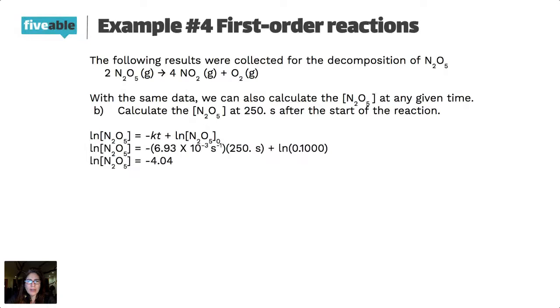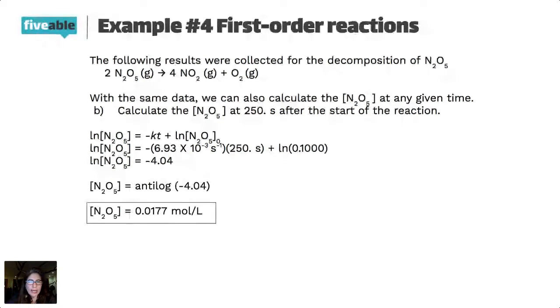We do have the values of this one, again, from the table that you got, that you changed your concentration to the natural log. That's where this 0.1 comes from. The 250 is your time, and the K that you calculated. So the natural log is negative 4.04, but you need to do the anti-log, right? Because you don't want the natural log as the answer, you want the concentration. So you do the anti-log and you get this value.